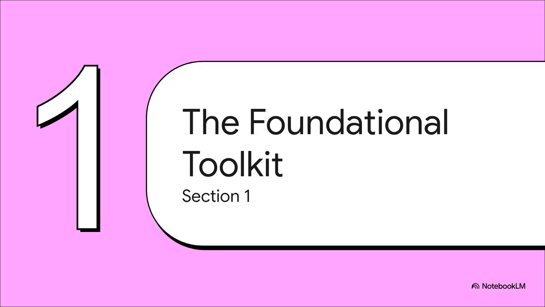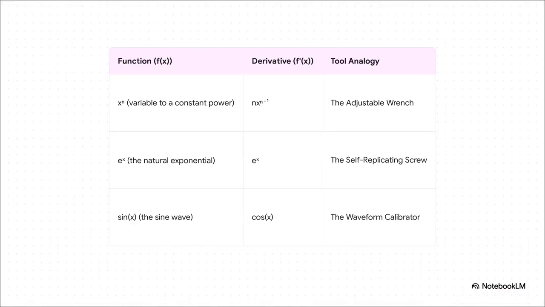Section 1, the foundational toolkit. Every good mechanic starts with the basics, right? The essentials you're going to use over and over again. So let's start with our trusty hammers and screwdrivers. You've got the power rule for x to the n. Think of that as your adjustable wrench. It works for any variable raised to a power.